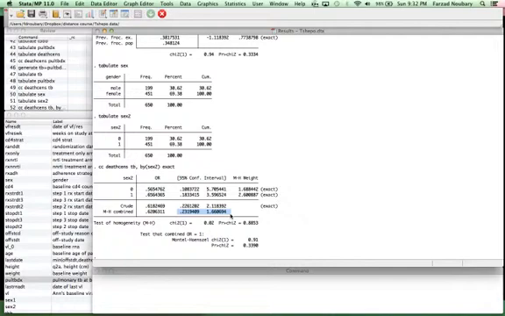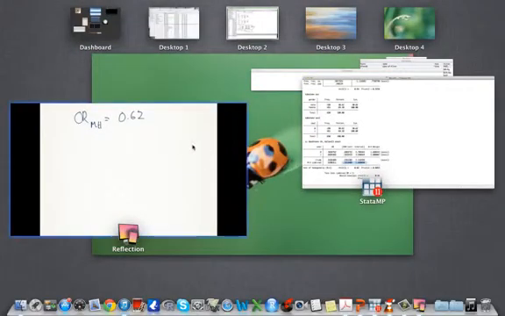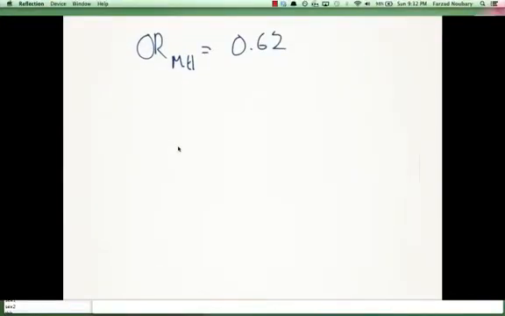So if I can just summarize that information, I would say that our odds ratio for the Mantel-Haenszel is 0.62. And again, you always want to be clear about what this is saying. We're looking at the odds of death on the study for those without TB compared to those with TB.